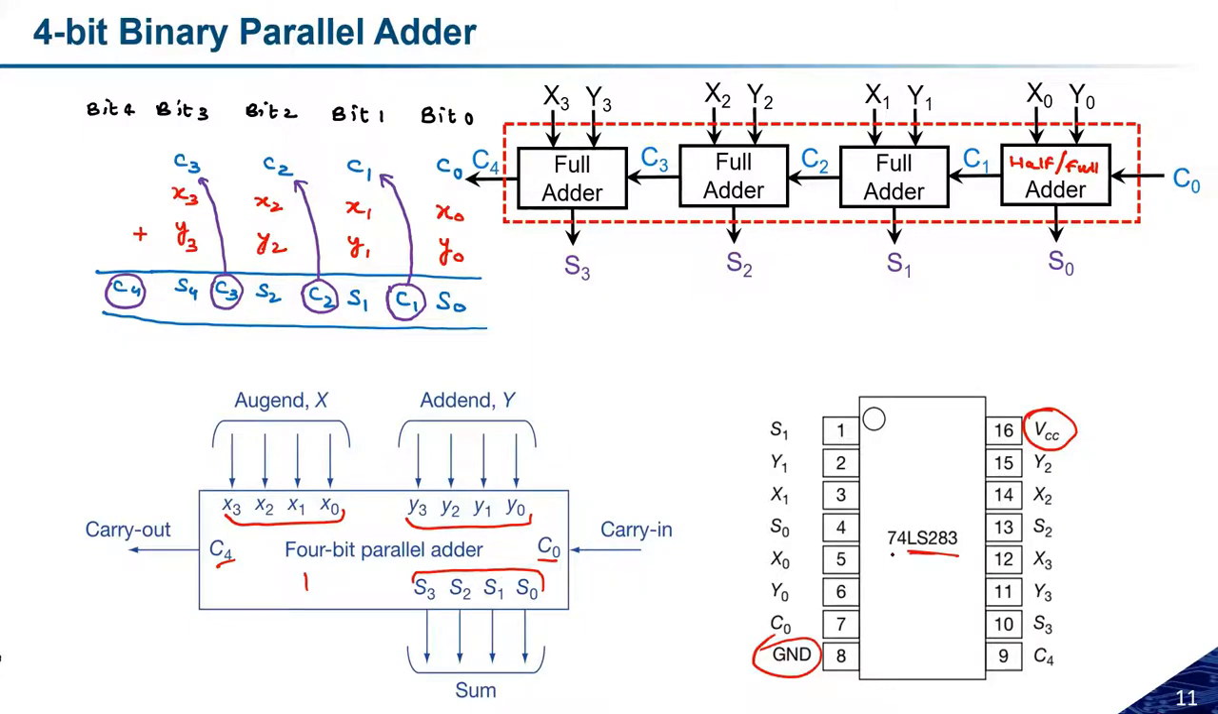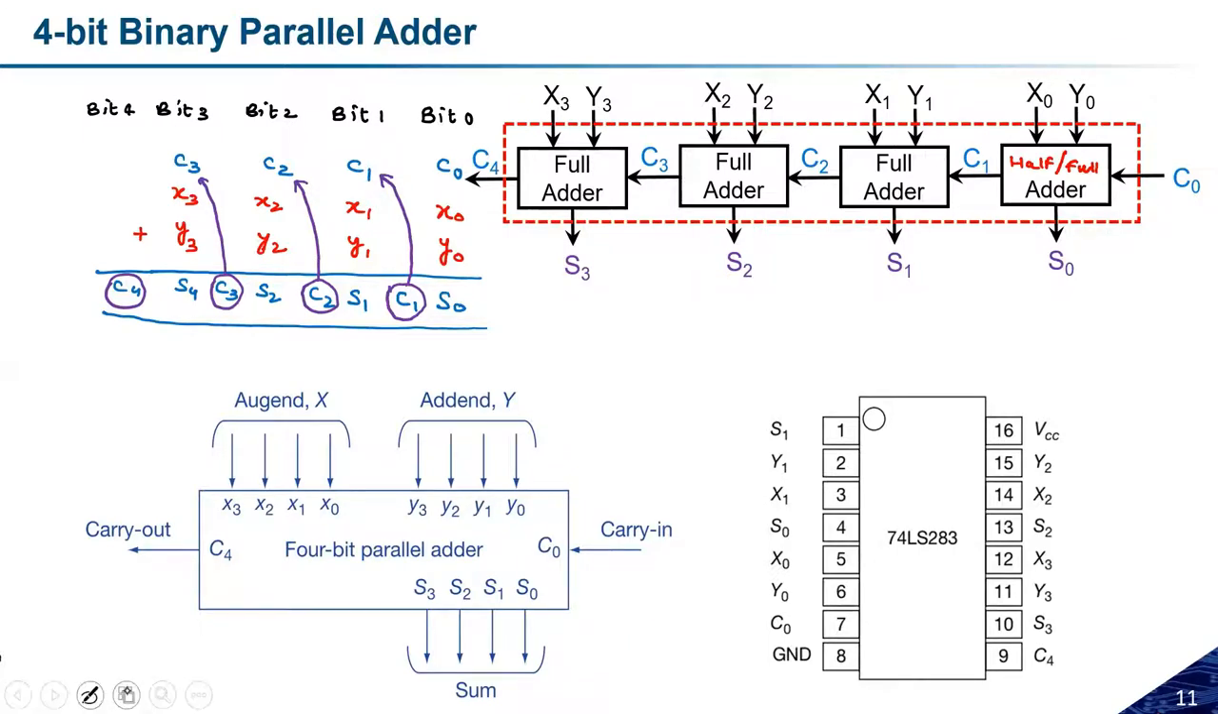So in the lab we will do that. We will have this IC and give different possibilities of input, and we will try to check whether carry is generating or not. When the lab is conducted in April, we will try to validate all these things. So this is how we have a simple IC that can act as a 4-bit binary parallel adder.